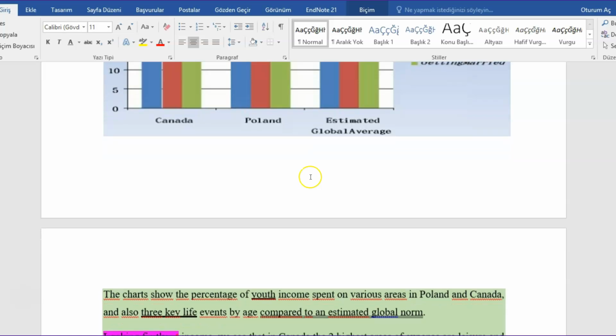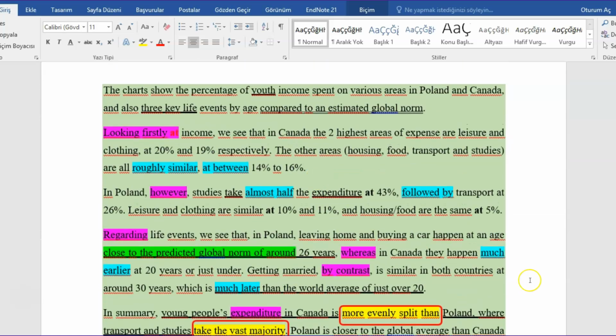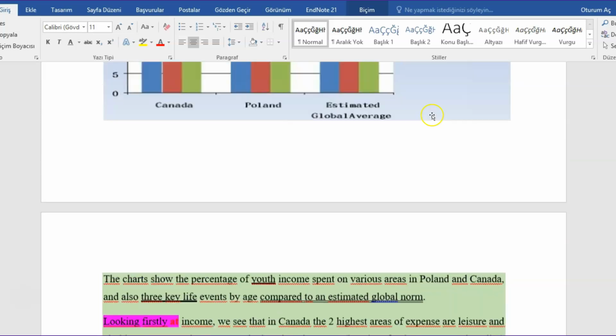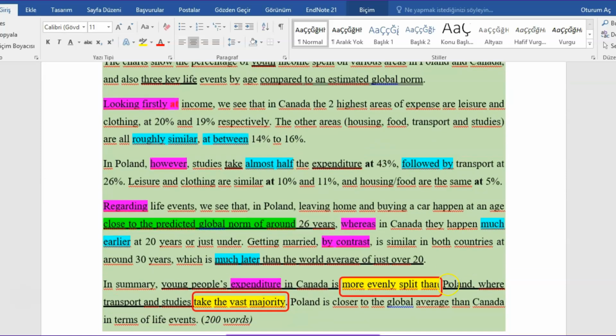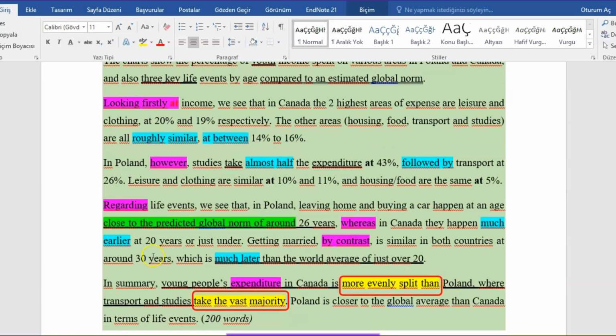let's get started on our essay. The charts show the percentage of youth income spent on various areas in Poland and Canada, and also 3 key life events by age compared to an estimated global norm. Compared to an estimated global norm. That was great, right?